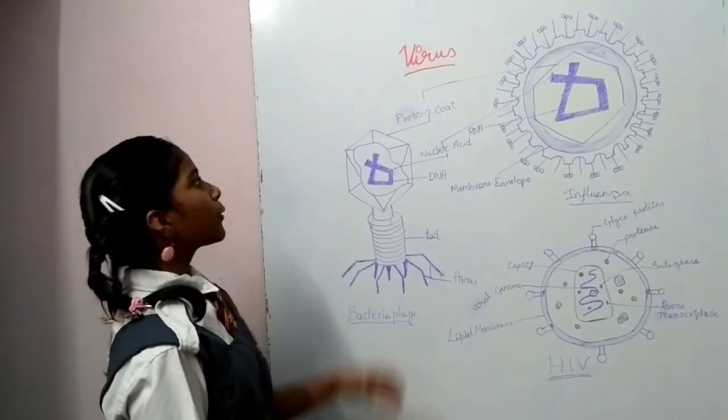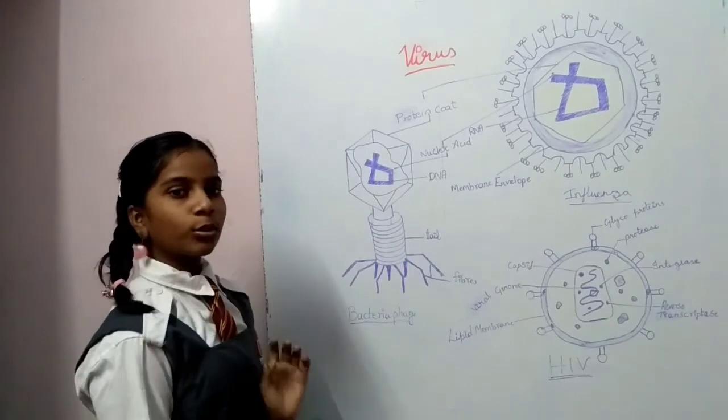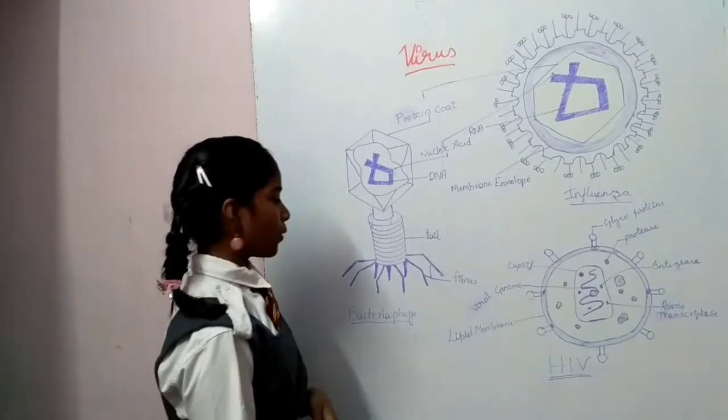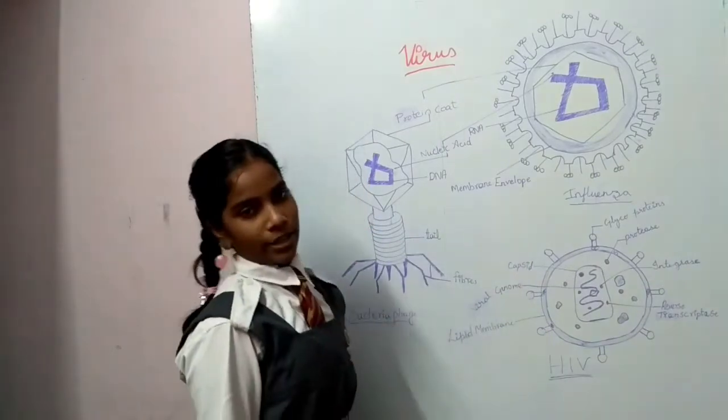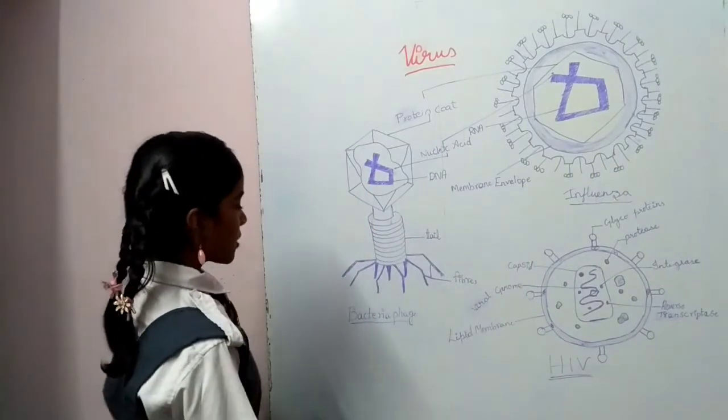So now I would like to explain about viruses. Today I would like to explain about three types of viruses: bacteriophage, influenza virus, and HIV virus. So let's understand their diagrams.